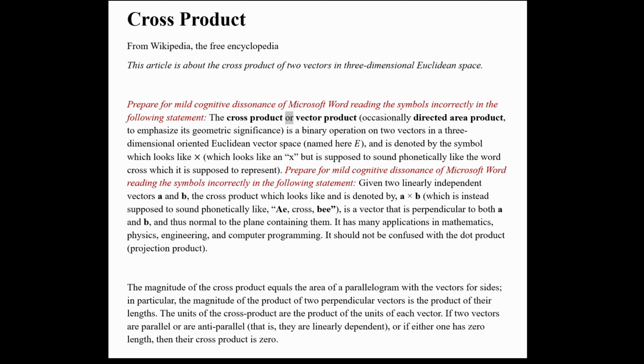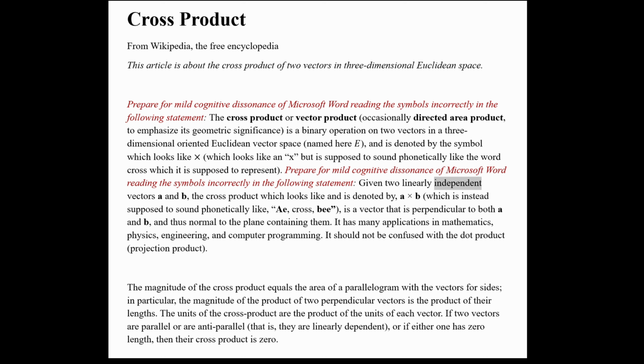The cross product or vector product, occasionally directed area product, to emphasize its geometric significance, is a binary operation on two vectors in a three-dimensional oriented Euclidean vector space, named here cap E, and is denoted by the symbol which looks like times, which looks like an X, but is supposed to sound phonetically like the word cross, which it is supposed to represent.